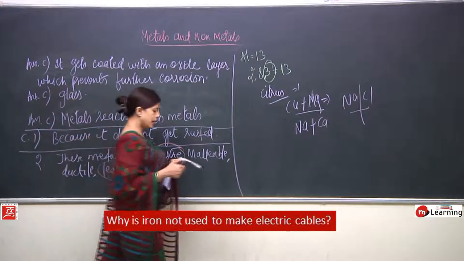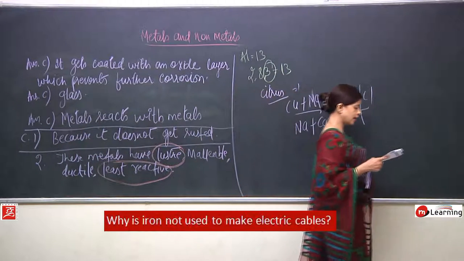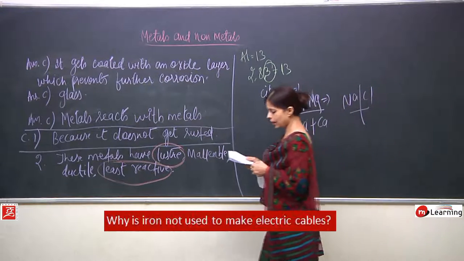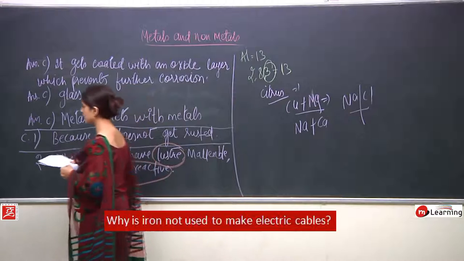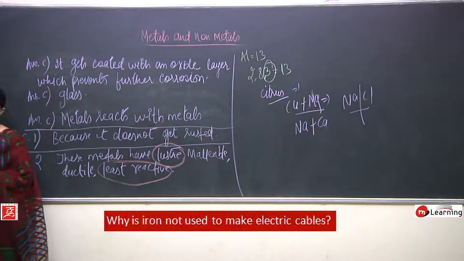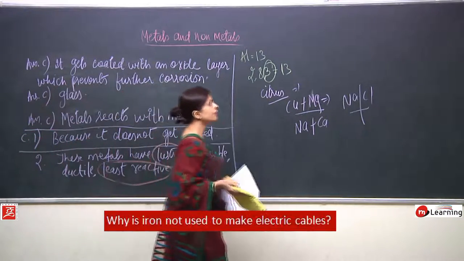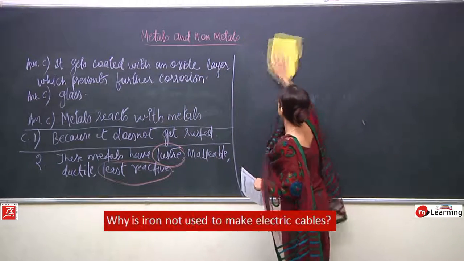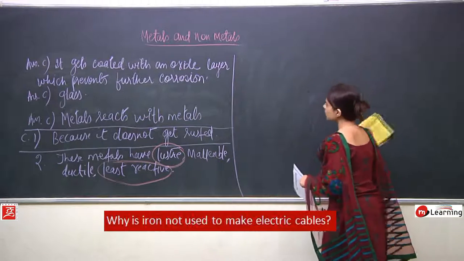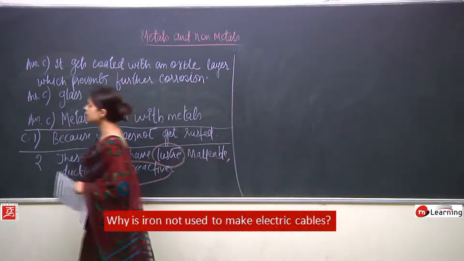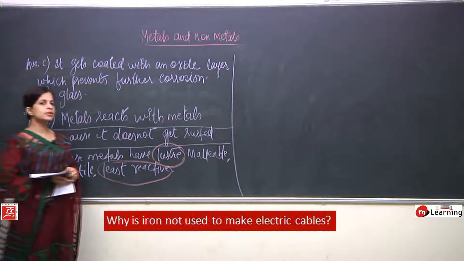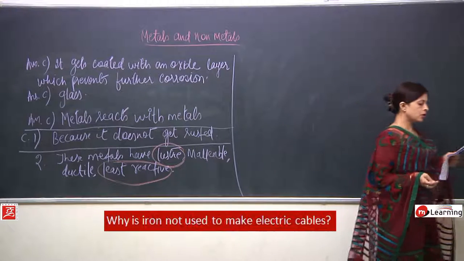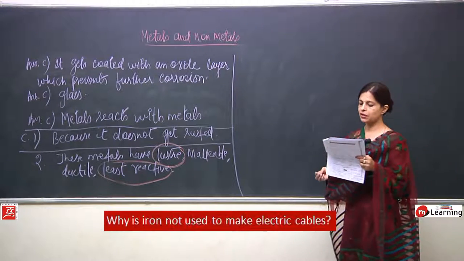Okay, coming to the next question, why is iron not used? Please try to understand the difference in the question. Why is iron not used to make electric cables? See, when we say that all metals are good conductors of electricity, then instead of using copper, can't we use iron? See, the question again: why is iron not used to make electric cables?